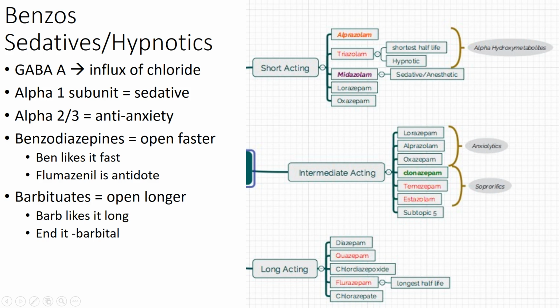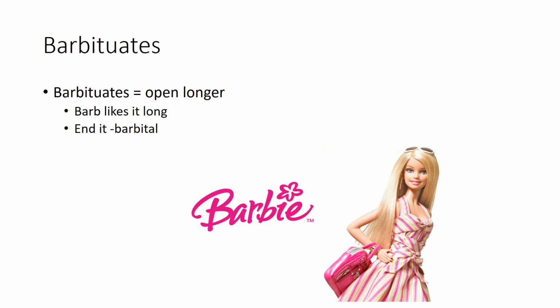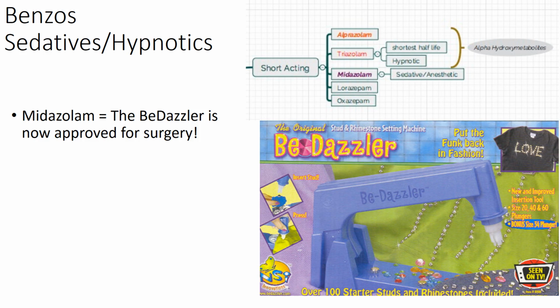Anyway. Benzodiazepines, Ben likes it fast, so they open faster, whereas Barb likes it long, so they open longer. All the barbiturates end in barbital, benzodiazepines end in pam. So first we have barbiturates. Let's see here real quickly. There's Barbie. She likes it long, remember that?